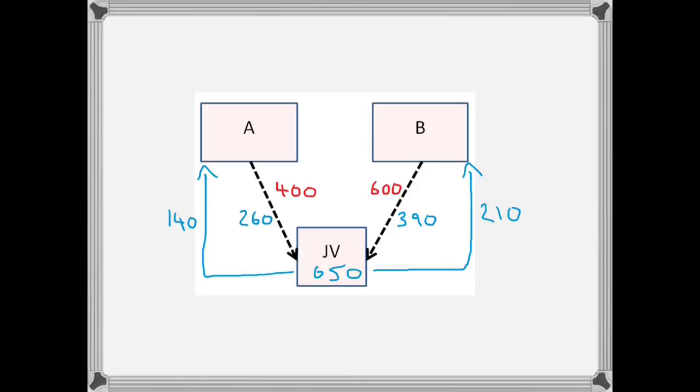And what we can see here is the 140 plus the 260 gives you the 400. 390 coming back and the 210 going back gives you the 600.